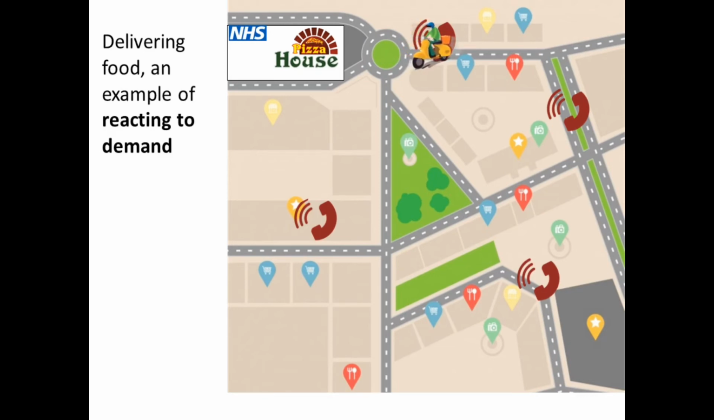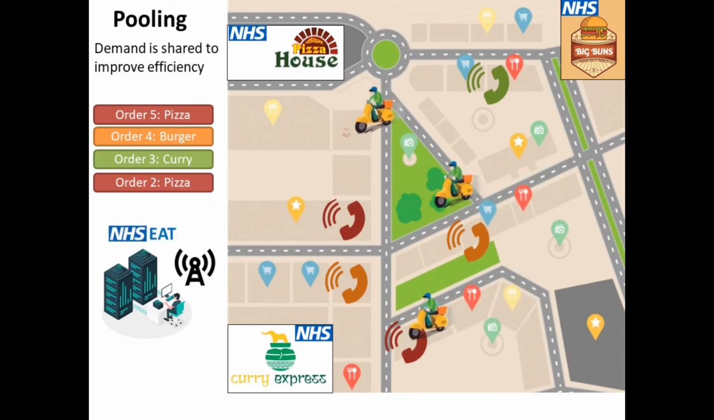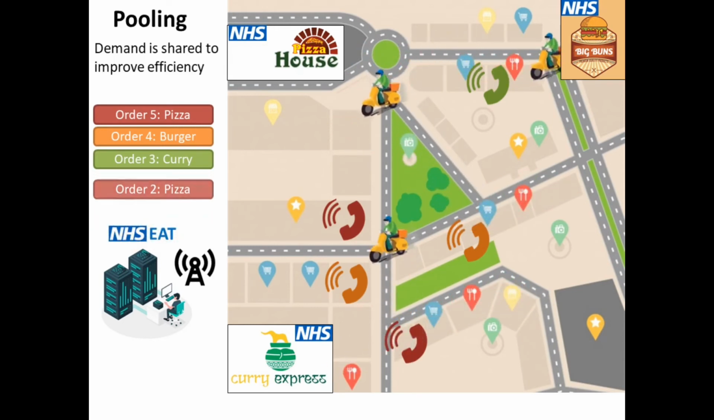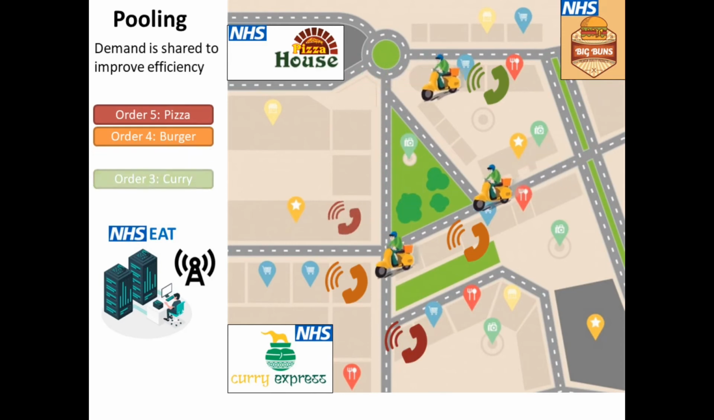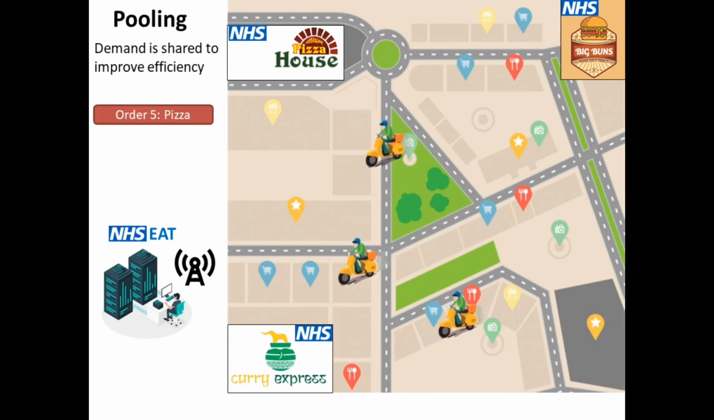But now let's consider if all of those restaurants pooled their resources by being part of a centralised app, which is taking all of the orders and then sending them to a group of drivers who aren't working for any one restaurant but are going to each order as it comes up. Well, now you can see, as these little moped men start moving, that they can take much more efficient routes because they arrive at the order which is closest to them, regardless of which restaurant the order has been placed with. So the exact same principle can be applied when designing NHS services.